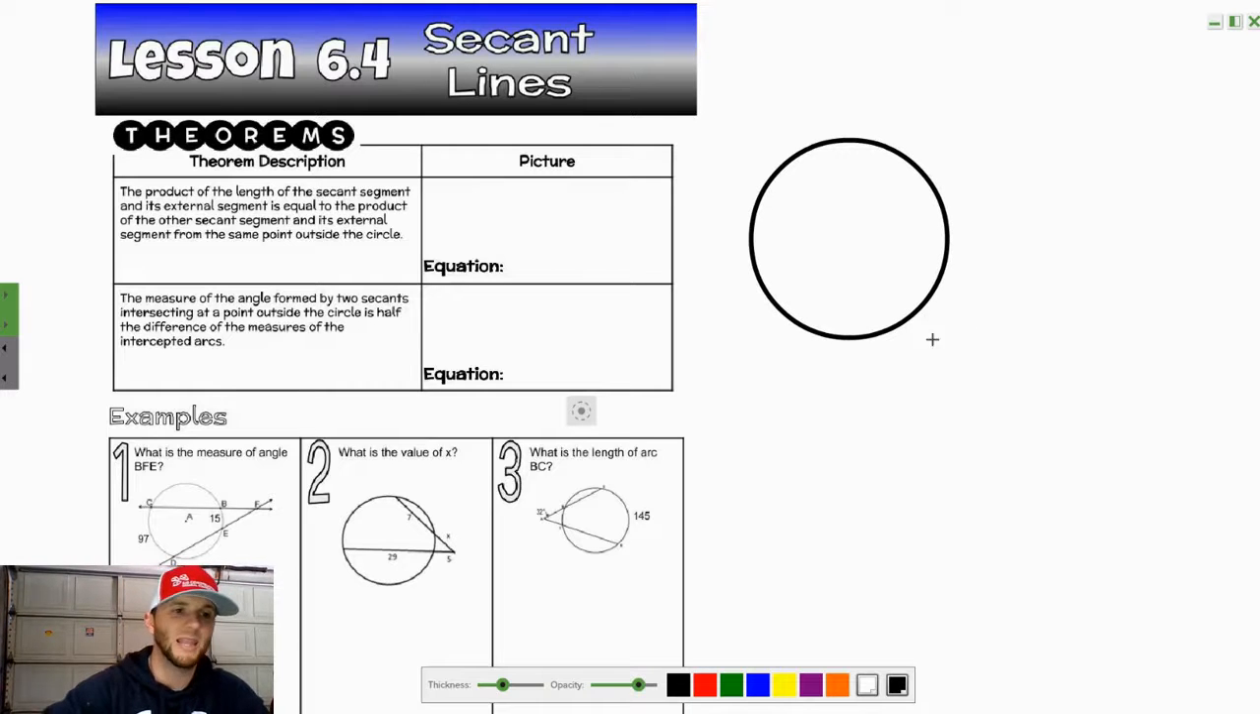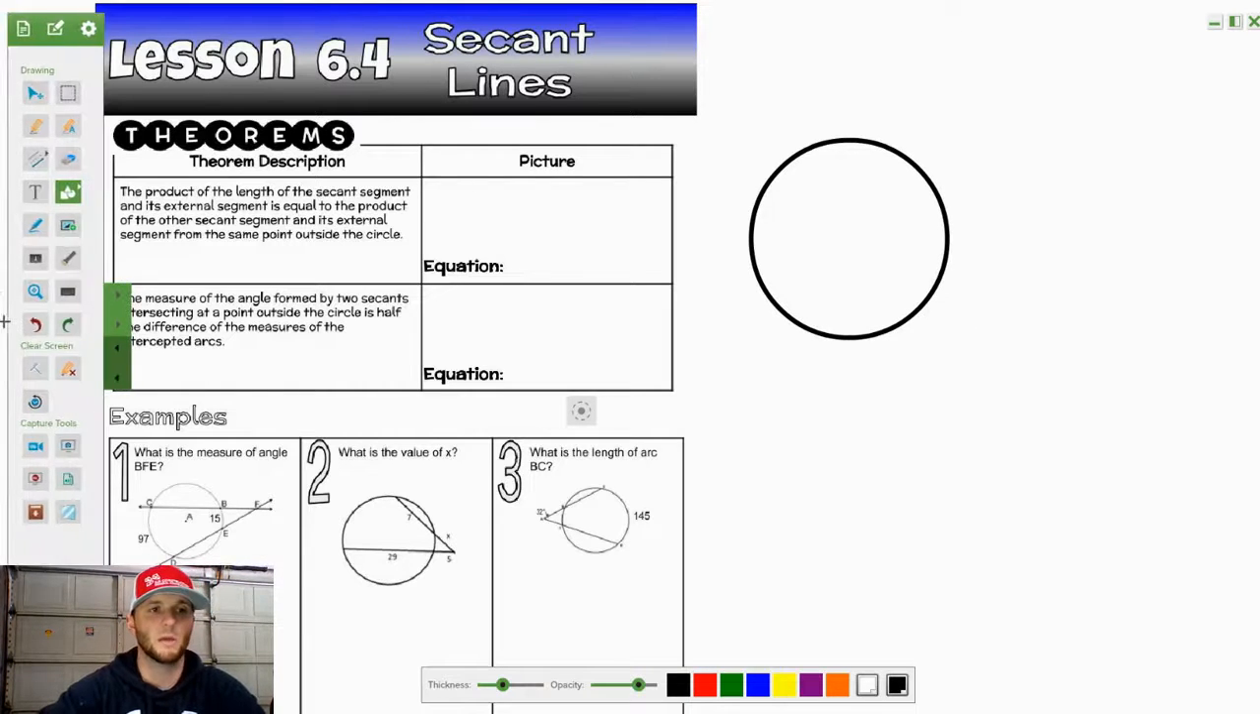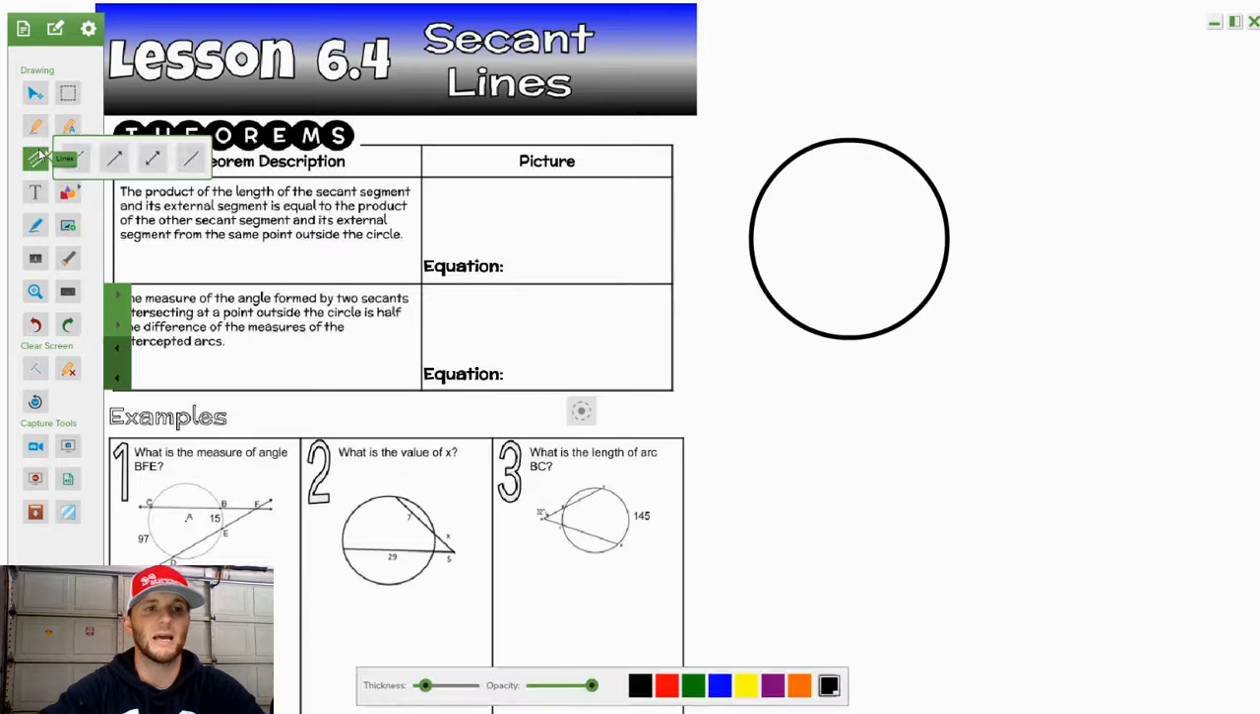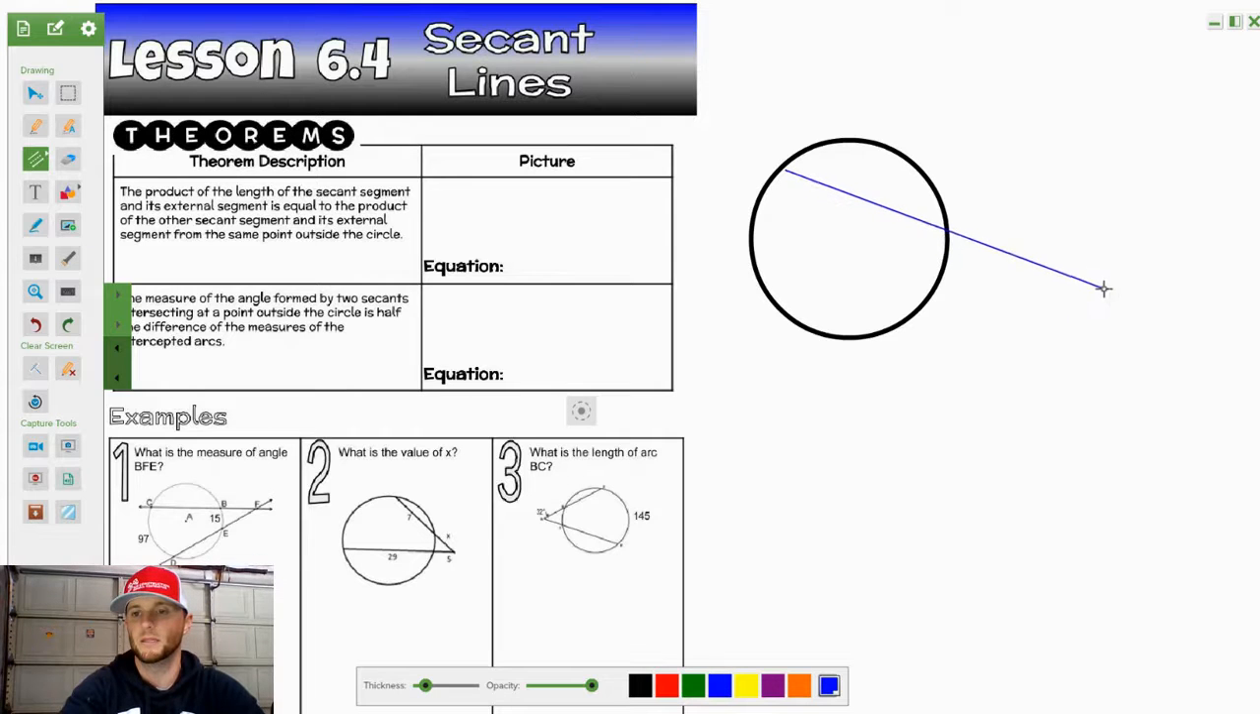And again, I'm going to have two lines that are going to be drawn here. That's going to create two secant lines, and they're going to touch outside that circle. So I'm going to do them in two different colors again. So I'm going to have my blue line going outside the circle, and I was going to change the color, but we'll just do two blue, it's fine. And they're touching at exactly 1 point outside that circle.